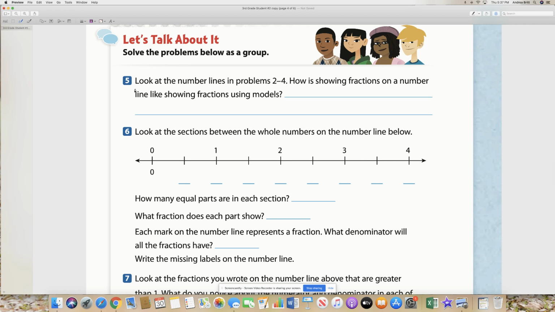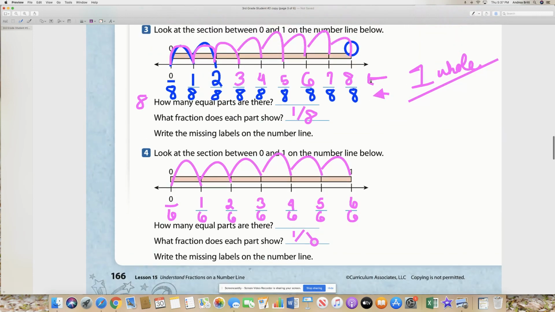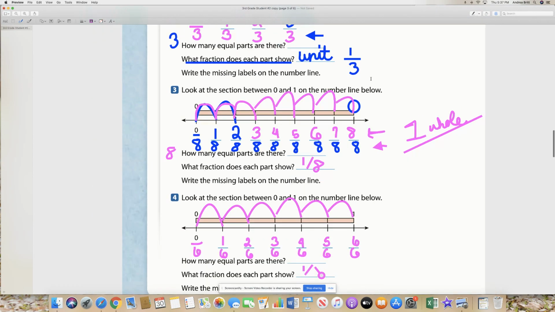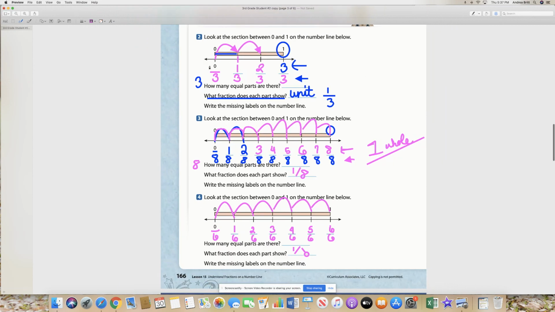All right, number 5. Look at the number lines in problems 2 through 4. How is showing fractions on a number line like showing fractions using models? So we've got problems 2 through 4 here, and it wants to know how showing fractions on a number line is the same as showing fractions on a model. I'm going to get rid of the lines right here and use this example so we can explain it.